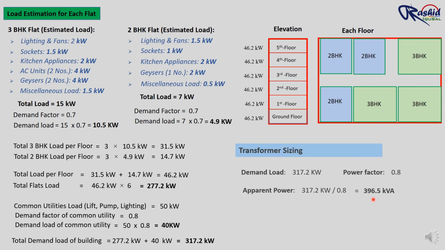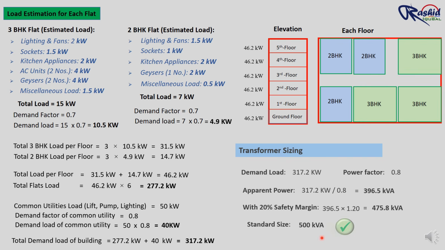Now we add 20% extra margin for future growth and safety. After adding 20%, that is 396.5 multiplied by 1.2, equal to 475.8 kVA. This size of transformer is not available in the market. So we will choose the next bigger size of transformer, which is 500 kVA. We can select here a 500 kVA transformer.